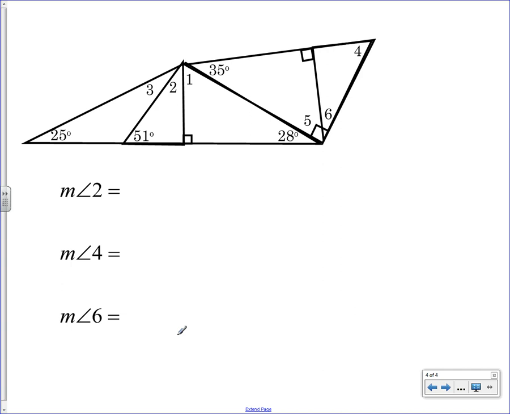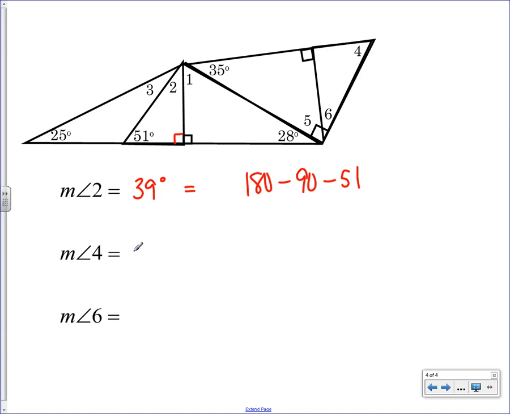Okay. Did anybody think they found angle 2? What's that one? Should be 39 degrees. Here's how I did it. If you look at this triangle here, where the angle 2 is, if this is 90, linear pair, that has to be 90, right? So I did 180 minus the 90 minus the 51, and I got 39. That's how I got angle 2. Everybody okay?